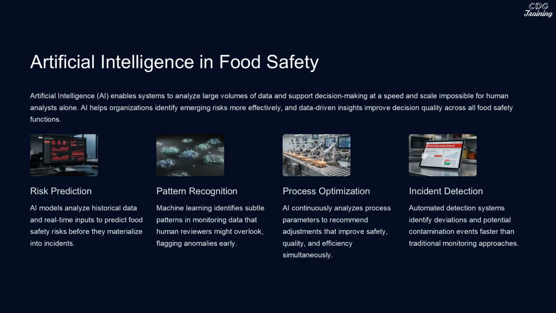Risk prediction AI models analyze historical data and predict areas prone to food safety risks before they materialize into incidents. Pattern recognition through machine learning identifies subtle patterns in monitoring data that human reviewers might overlook, flagging anomalies early. Process optimization AI continuously analyzes process parameters and recommends adjustments that improve safety, quality, and efficiency simultaneously. Incident detection automated detection systems identify contamination events faster than traditional monitoring approaches.